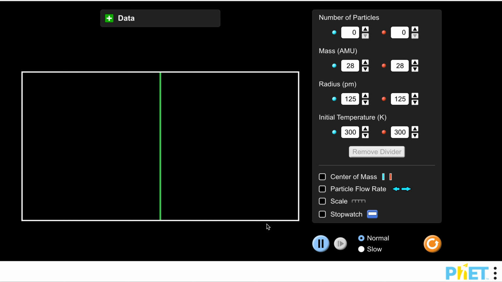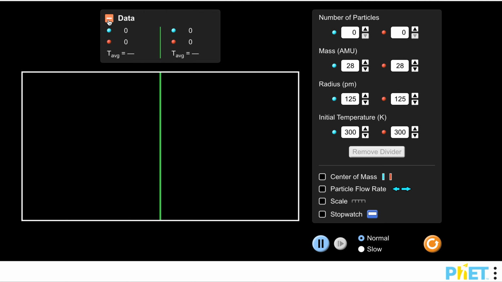So you've got this box divided in two by this membrane in the middle. And at the beginning of the simulation, it's a solid line. So it's a membrane that just excludes everything. There are no holes in it. There are no channels, nothing like that. You have this optional drop down here where you can see some data, some actual information about what's going on. And then you've got this control panel over here on the right.